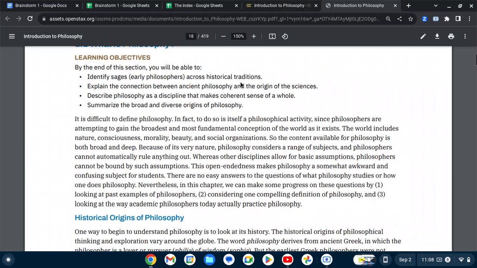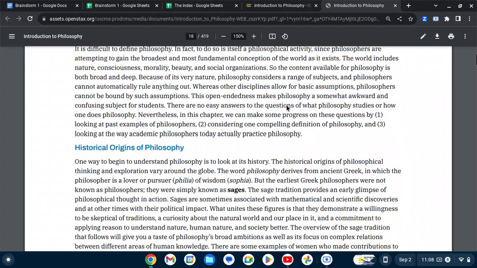1.1. What is philosophy? Learning objectives. By the end of this section, you will be able to identify sages across historical traditions, explain the connection between ancient philosophy and the origin of the sciences, describe philosophy as a discipline that makes coherent sense of a whole, and summarize the broad and diverse origins of philosophy. It is difficult to define philosophy. In fact, to do so is itself a philosophical activity, since philosophers are attempting to gain the broadest and most fundamental conception of the world as it exists.